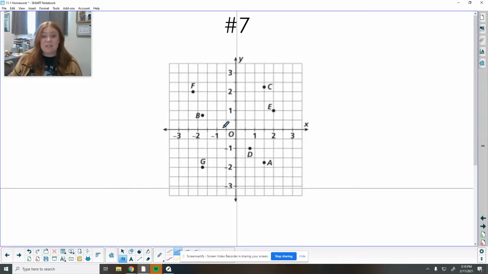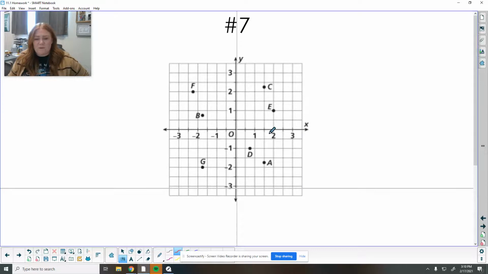over, then up or down. So pay attention to if it's negative. So we've got A here. So first let's look at our scale. So it goes from 0 to 1 with something in between. So that means each of these marks are a half. So here's half, 1, 1.5, 2.